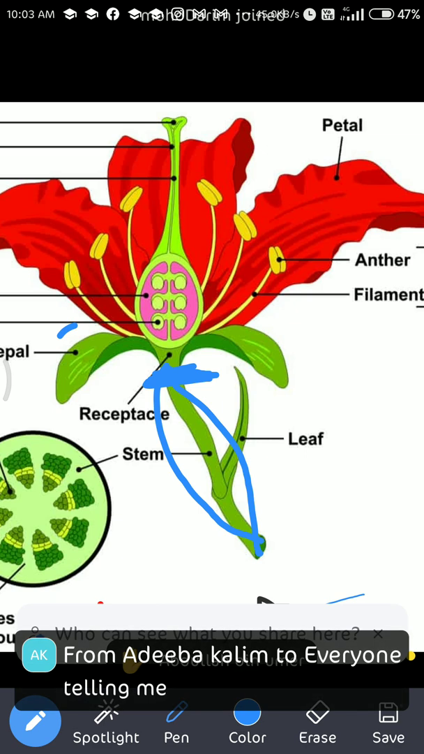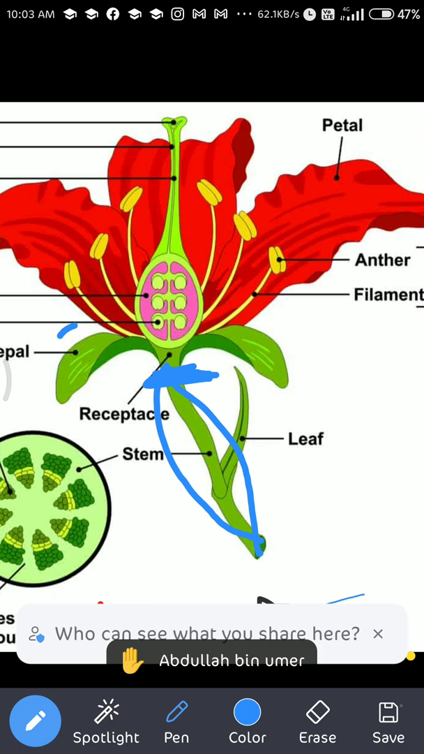Androecium is the male reproductive part, and gynoecium is the female reproductive part. Androecium has two parts, anther and filament, and gynoecium has three parts: stigma, style, and ovary. Inside the ovary, ovules are there. Here, the green color structures inside the ovary are the ovules.